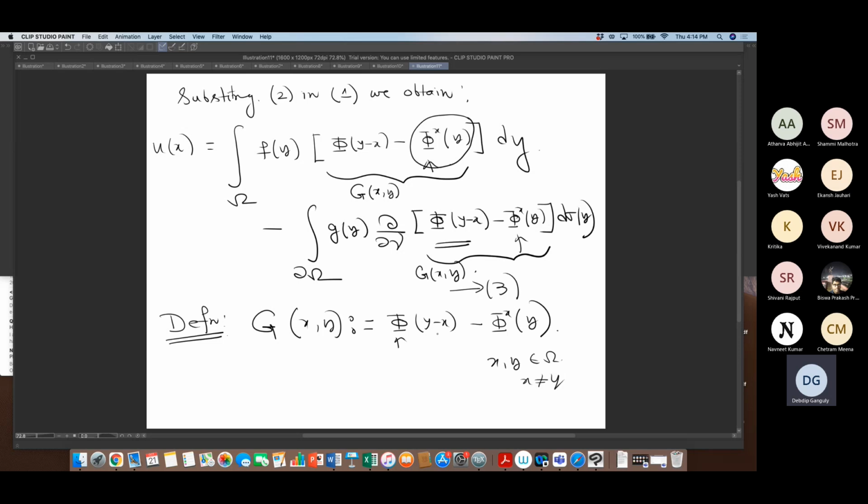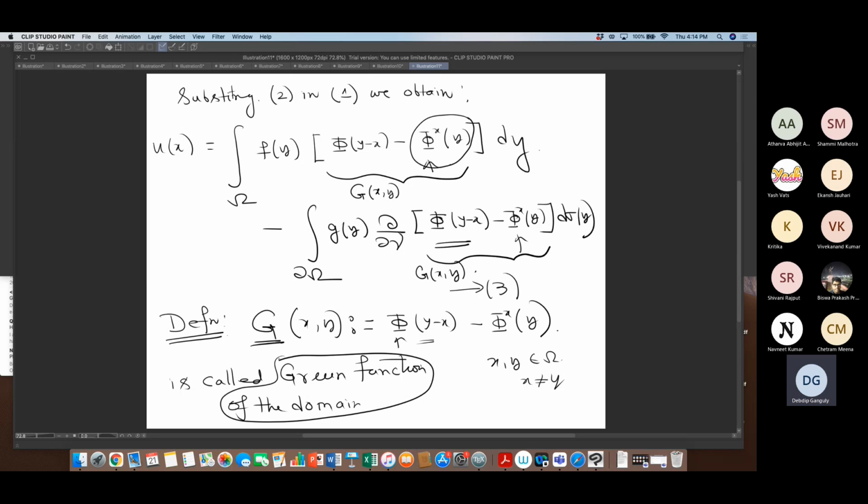Because if x equals y, you cannot define this function. Okay, x not equal to y is called the Green function of the domain. That is why I name it G, because it's called the Green function. This is called the Green function of the domain.